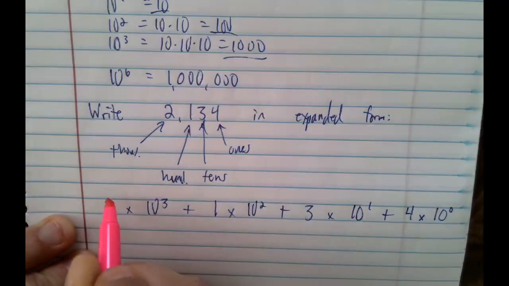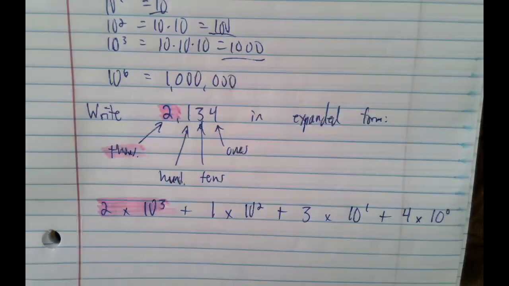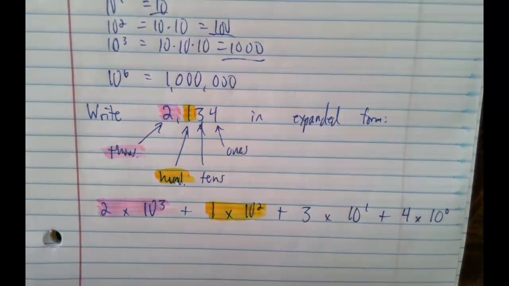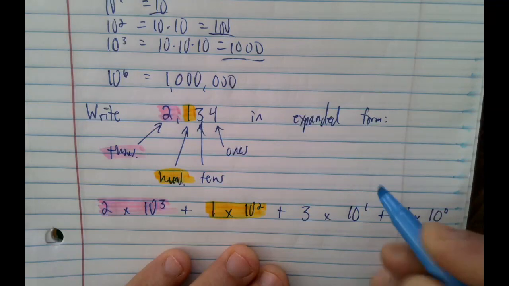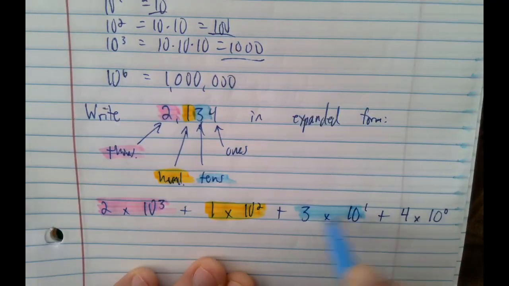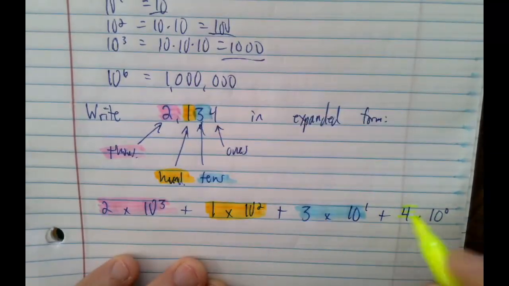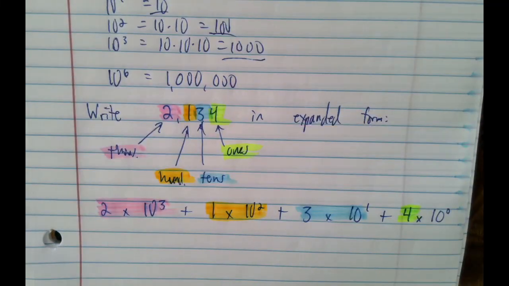10 to the third was 1,000, and I had how many of those? 2. 10 to the second was 100, and I had how many of those? 1. How many more colors do I have? 10 to the first was a 10, and I had how many of those? 3. And of course, what's left? Just the ones. So for our purposes, you can just leave that number by itself. That's our number of ones. But the 0 power is a real thing, which you'll study in the future. Okay, good luck.